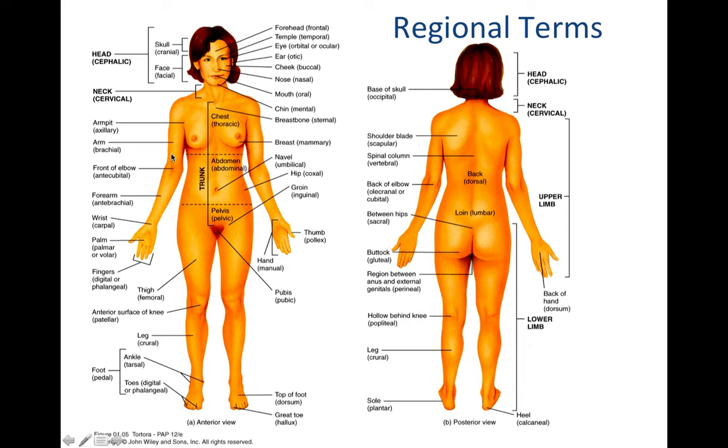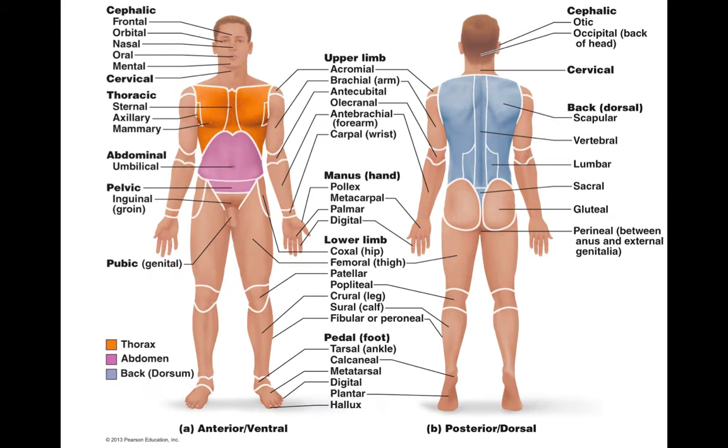So for example, this region of the arm is referred to as the brachial region. You have a brachial artery and brachial vein that run through this region. So that's just one example of how knowing your regional terms can help you remember your blood vessel names. Here's another similar picture.